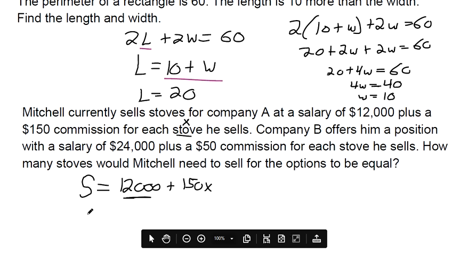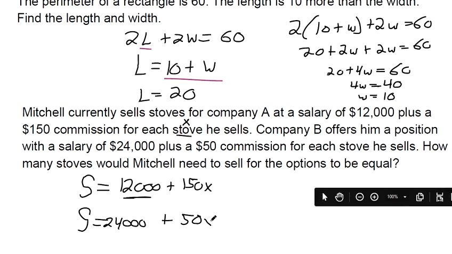Same type of thing for Company B. The salary is $24,000, a better starting salary, but a smaller slope. The rate of increase is only $50 for each stove sold. How long will it take until the options are equal to each other? We know Company A eventually will be better. If we were to sell 1 billion stoves, this one's better because it has a higher slope. It will catch up and surpass Company B.